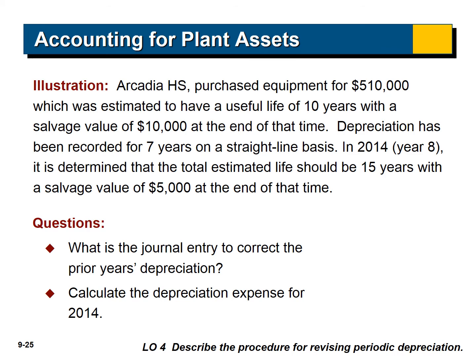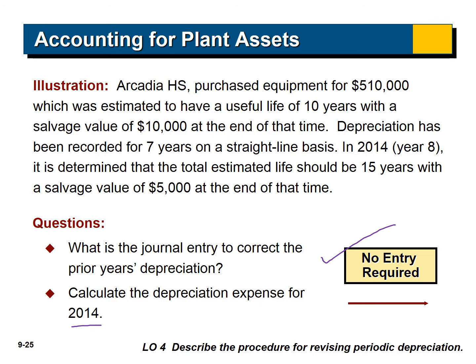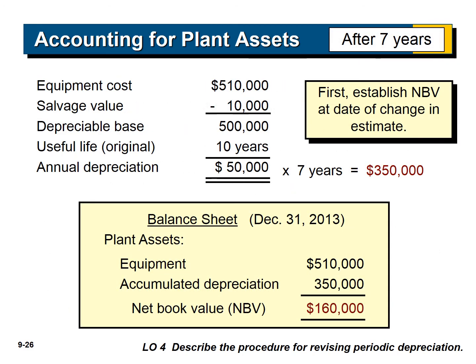Okay, so from years 1 through 7, what do we do? Okay, we record the original depreciation, 510, and the 10-year life. But to correct prior years, we do not have to make any entry to correct. What we did was fine, but from this point forward, 2014 forward, we're going to use the new estimate. And what is the new estimate?